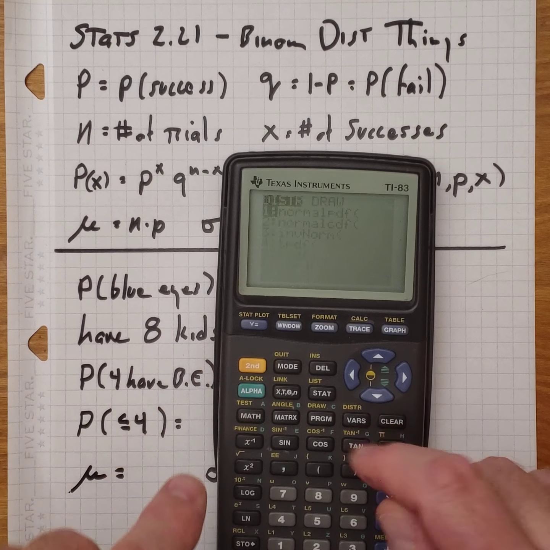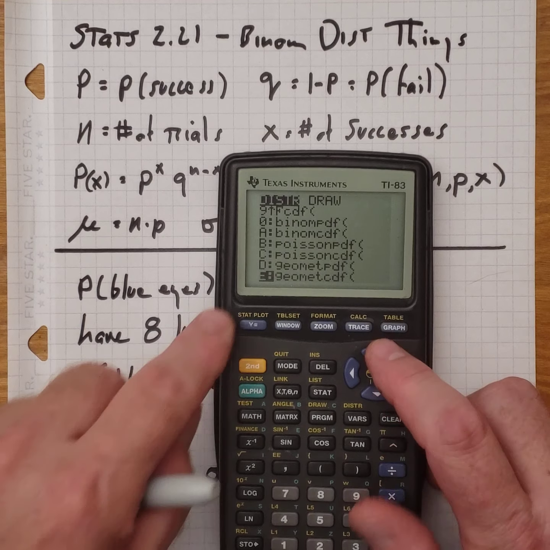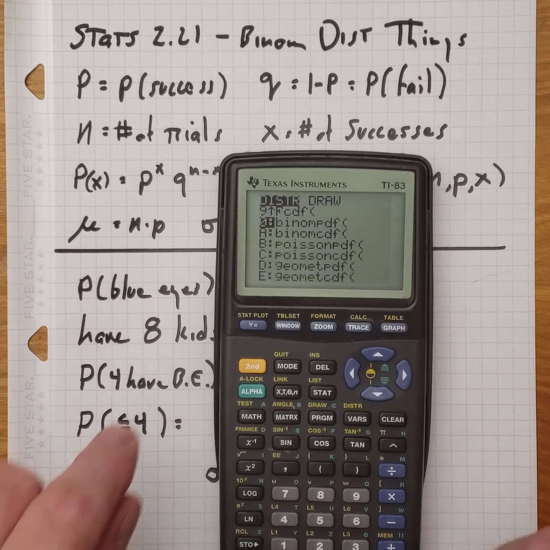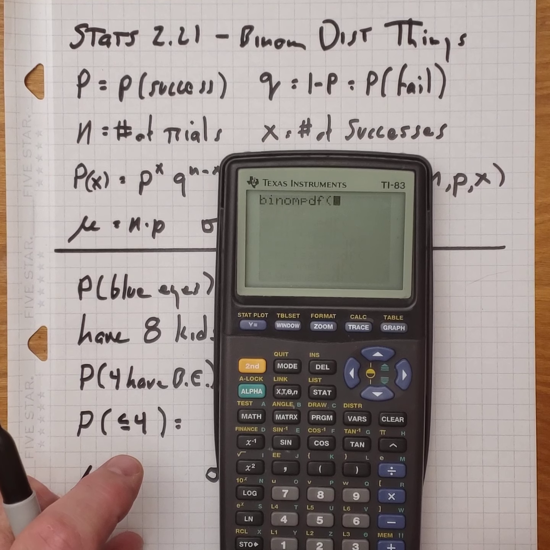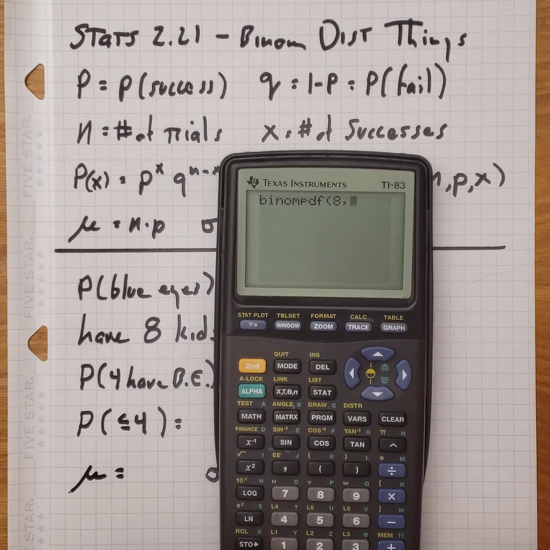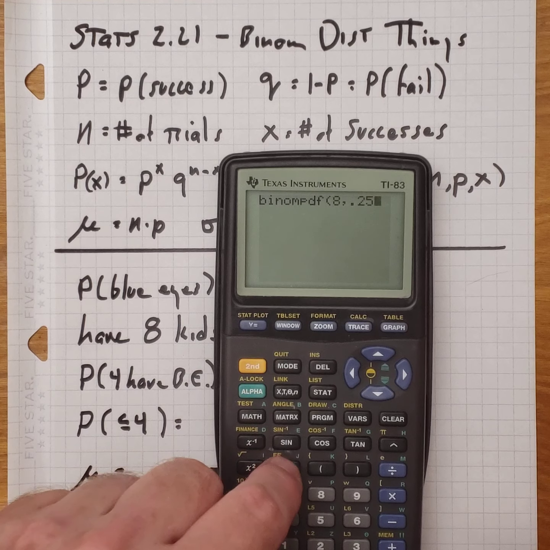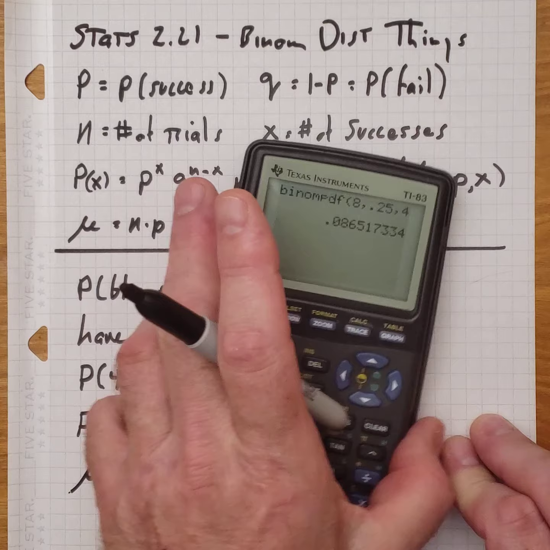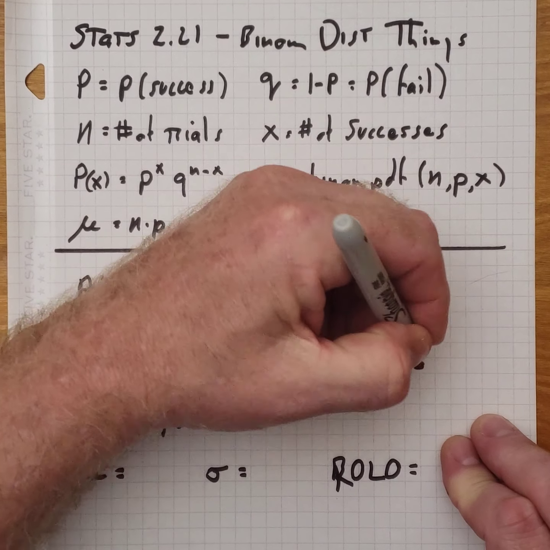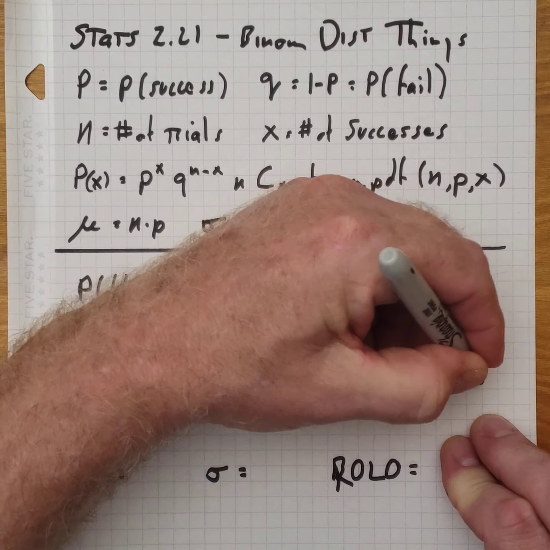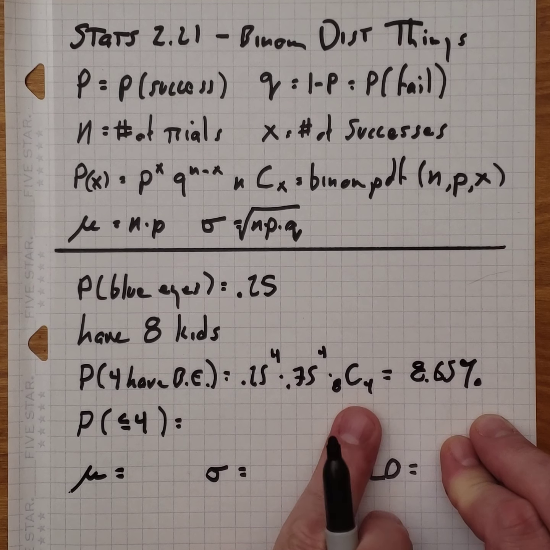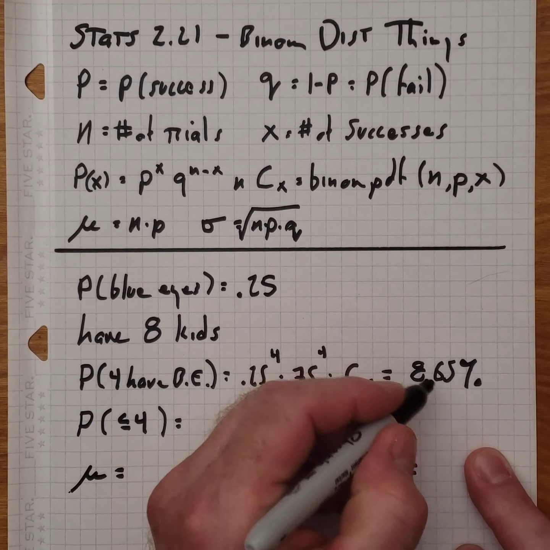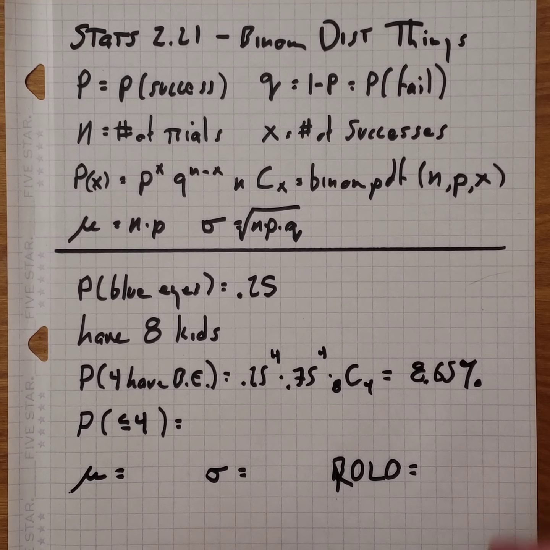Go second, distribute, and we're at the very bottom of the list. We've got to go up a little bit higher to find binomial PDF. 8 trials, probability of success of 0.25, comma 4, tells us that about 8.65% of the time. You should put this in your calculator too. I'm not going to spend time here doing it, but you should verify that you do get 0.0865 out of that as well.